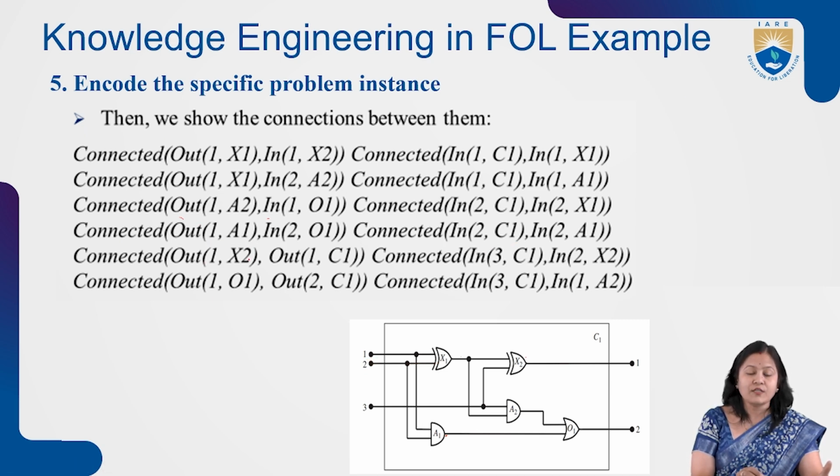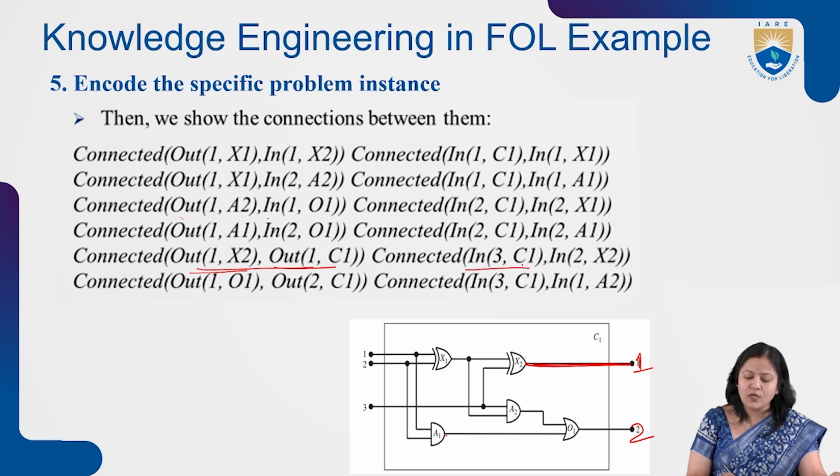Now, the first output of X2. What is the first output of X2? This is the first output of X2, and this is the first output of C1, because there are two outputs, one is 1 and another one is 2. The first output of X2 is nothing but the first output of C1, which are connected. That is why this statement is given.